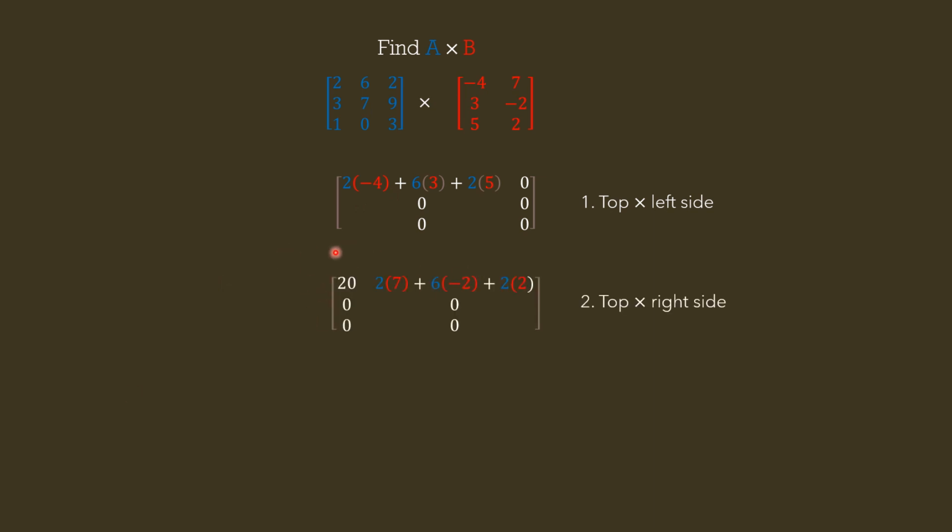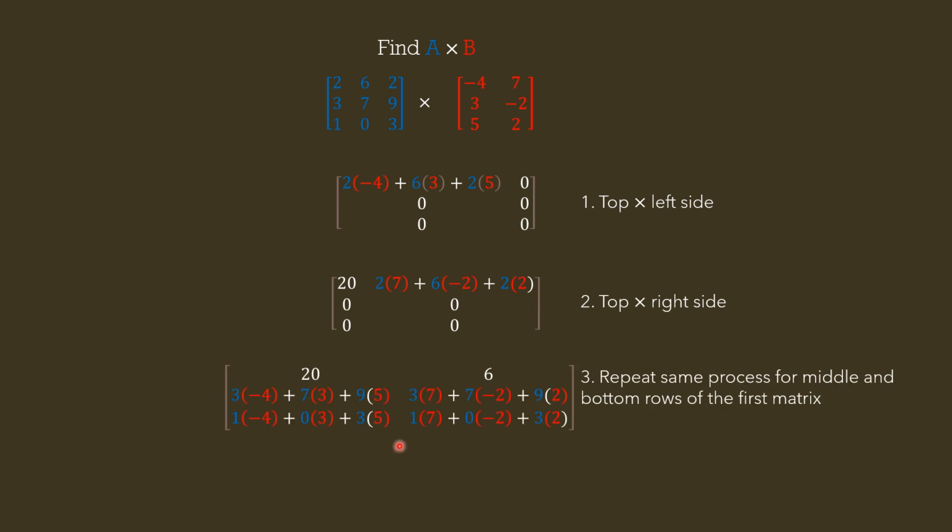But now we need to find the number right next to it. So how do we do that? The same thing. We're going to multiply the top row, except this time by the right column of the second matrix. Because we need to multiply everything together in order to fill this entire matrix. So we're going to do 2 times 7 plus 6 times -2 plus 2 times 2. And then once we solve that out, we will get 6.